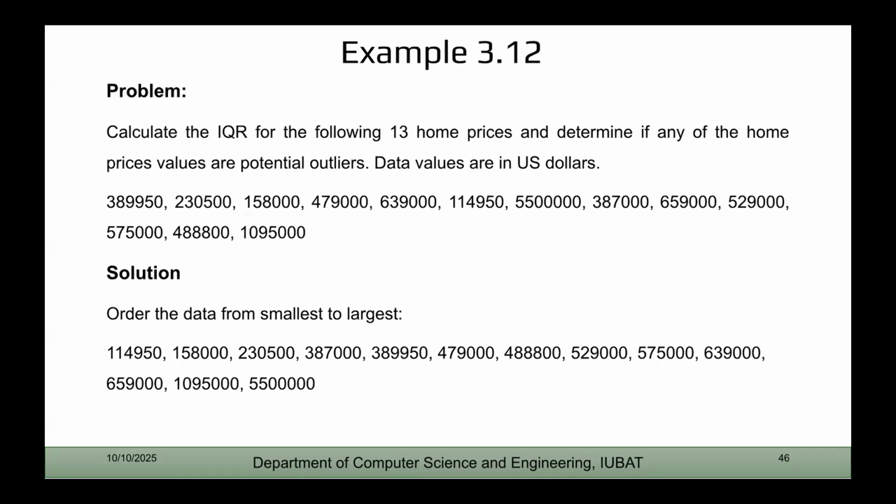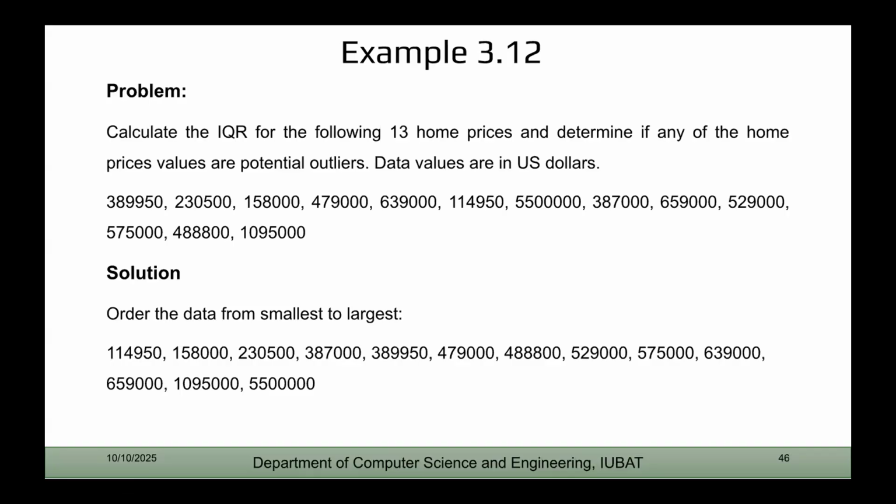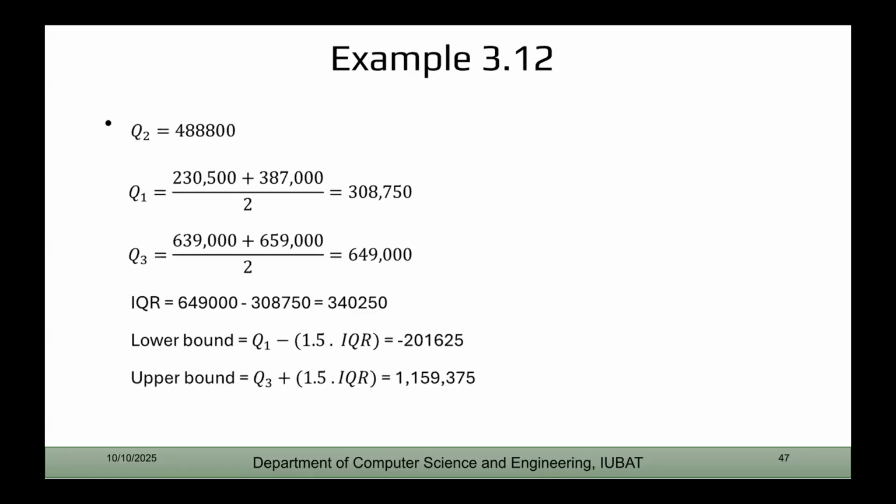As there are no negative numbers, in the lower bound we are not going to delete anyone. That is the ultimate interpretation. But as the upper bound is 1,159,375, we will delete those data points that are greater than this upper bound. Remember, these are the limits: the lower limit and the upper limit.